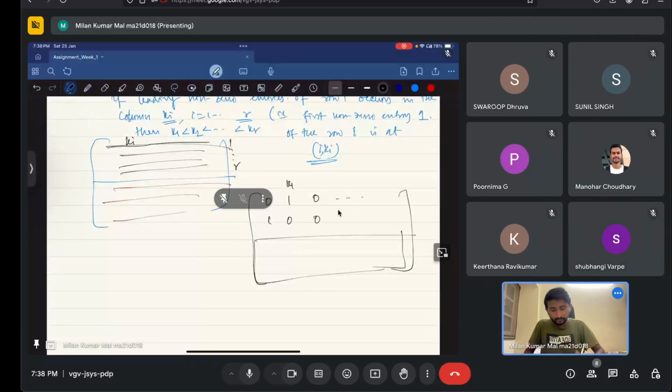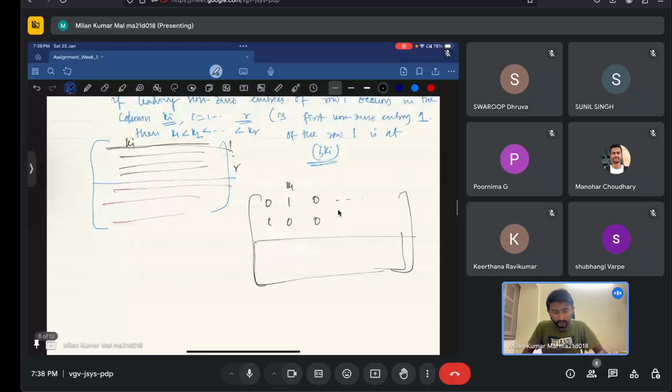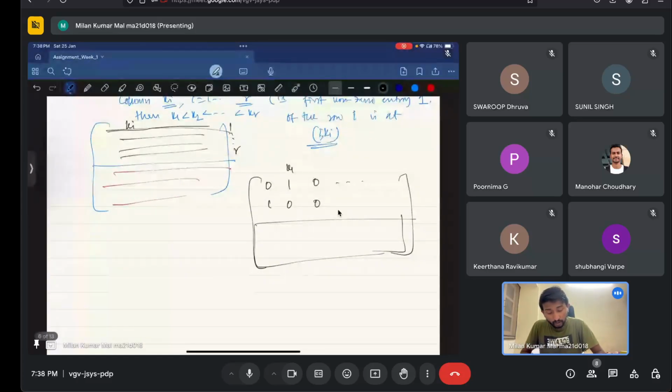Okay, so now my point is, suppose all other entries are 0. This is the zero row. So this is row reduced. There is no problem with that.